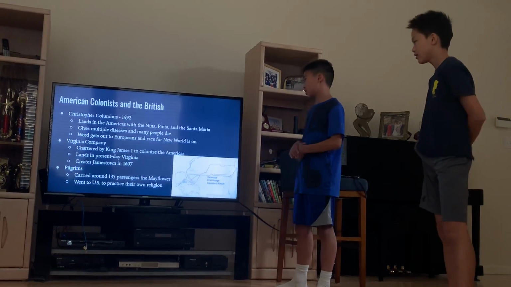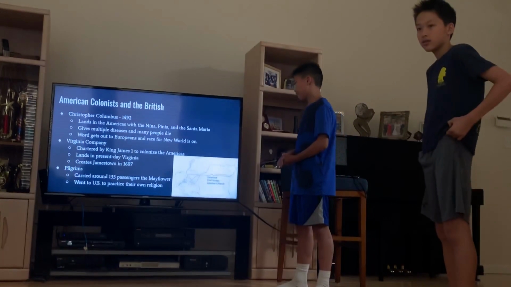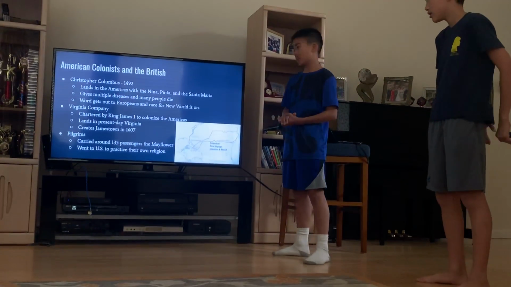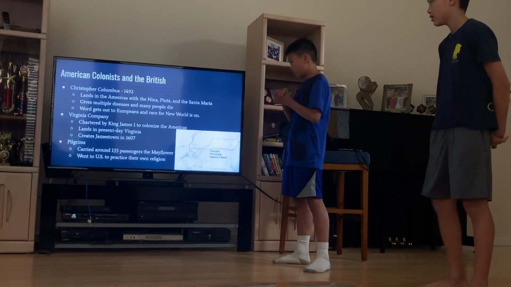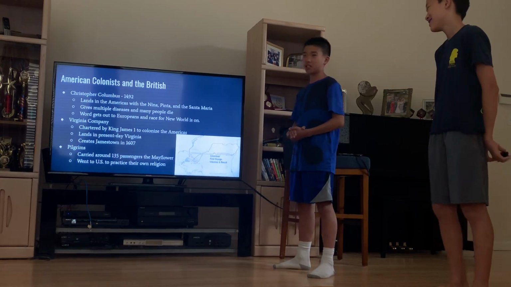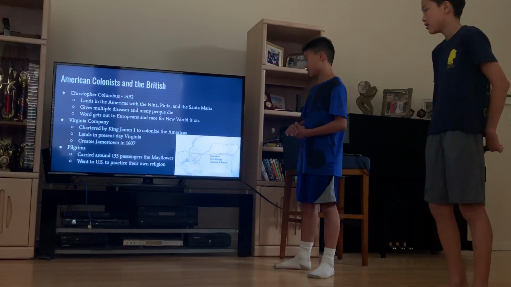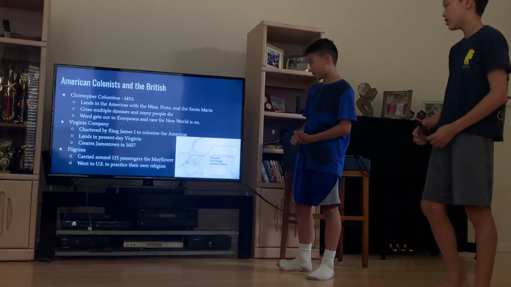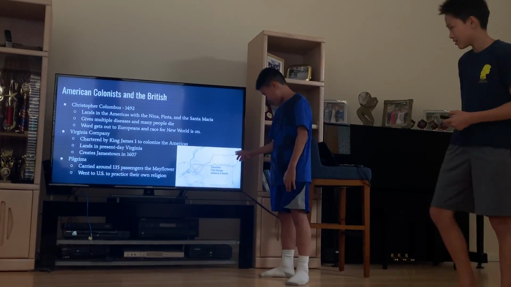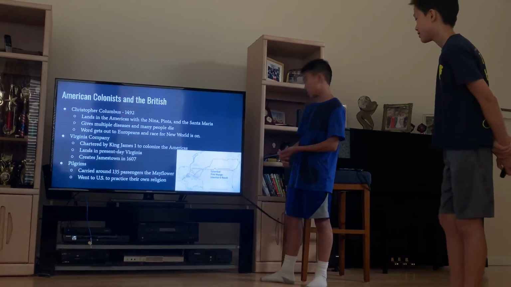So the Virginia Company, chartered by King James I, wanted to colonize the Americas. And they landed in present-day Virginia. And they create a new permanent settlement called Jamestown in 1607. And the Pilgrims, carrying about 135 passengers on the Mayflower, went to the U.S. to practice their own religion. And you can see here, this is the first trip that Christopher Columbus went to the Americas.